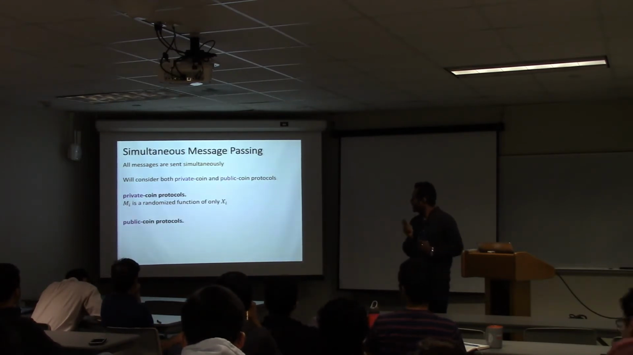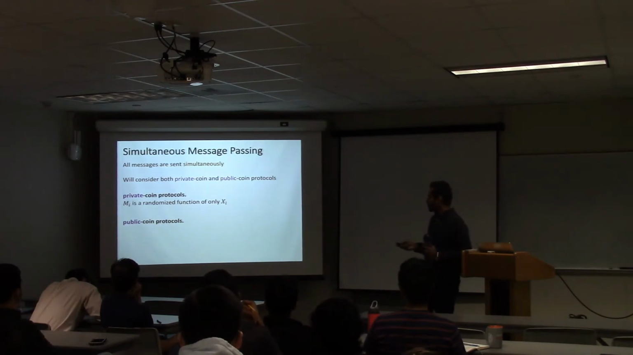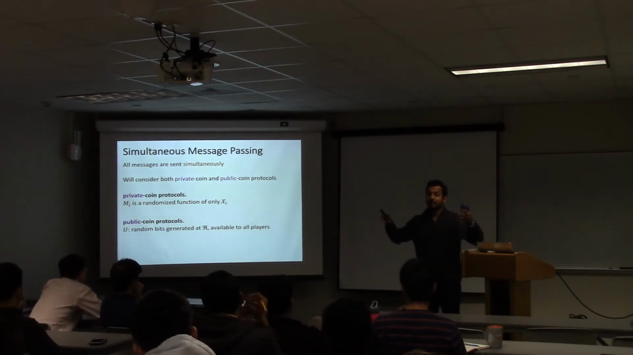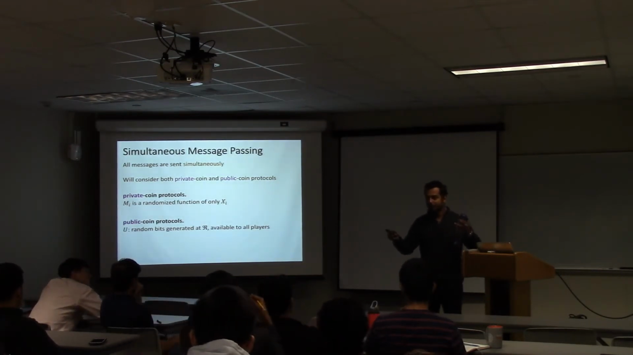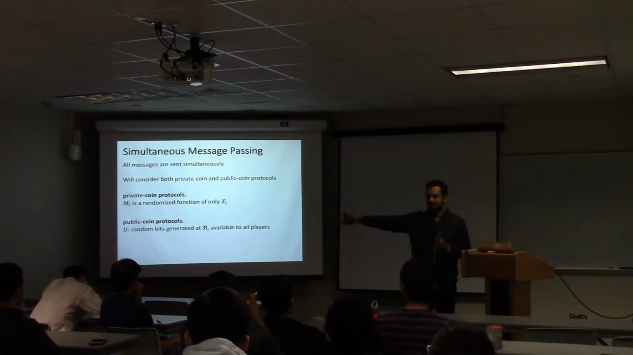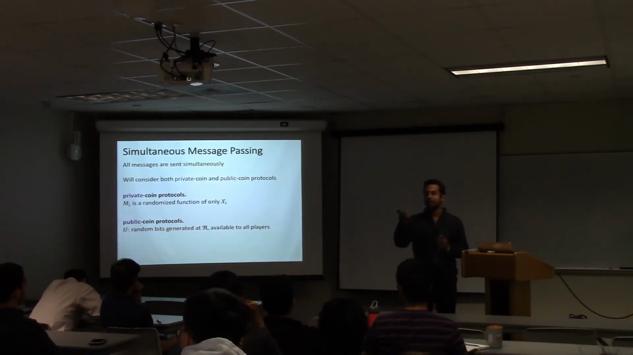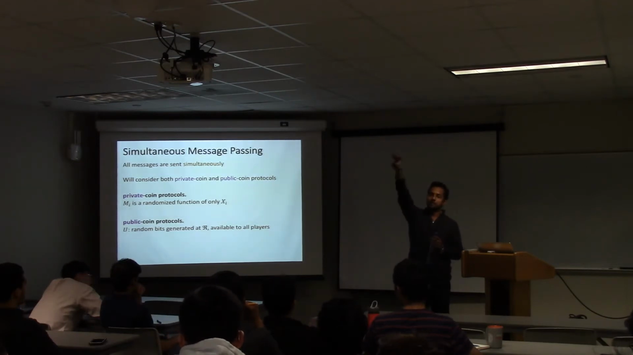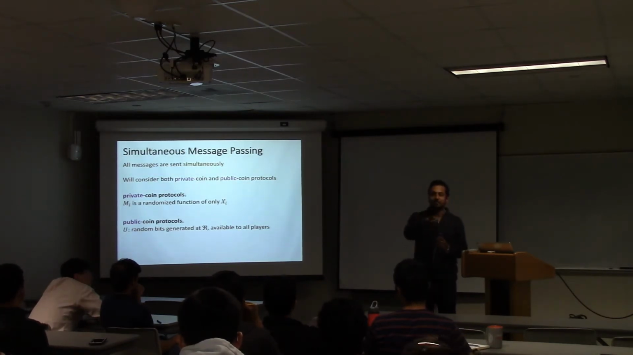Okay? And this is different from public coin protocols, where there is a random string that can be generated by the referee, and then the referee transmits it to all the players. So now all these players have this common source of randomness U. That's why it's called public coin. There is public randomness that's available to everyone. Maybe there is a big board somewhere and random digits are being generated over there and everyone can see it. Okay? So this in some sense is a synchronization between the players.